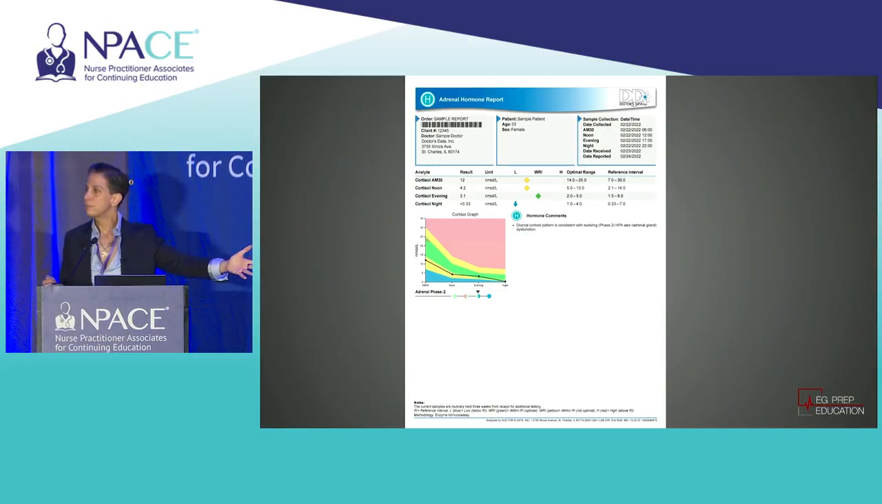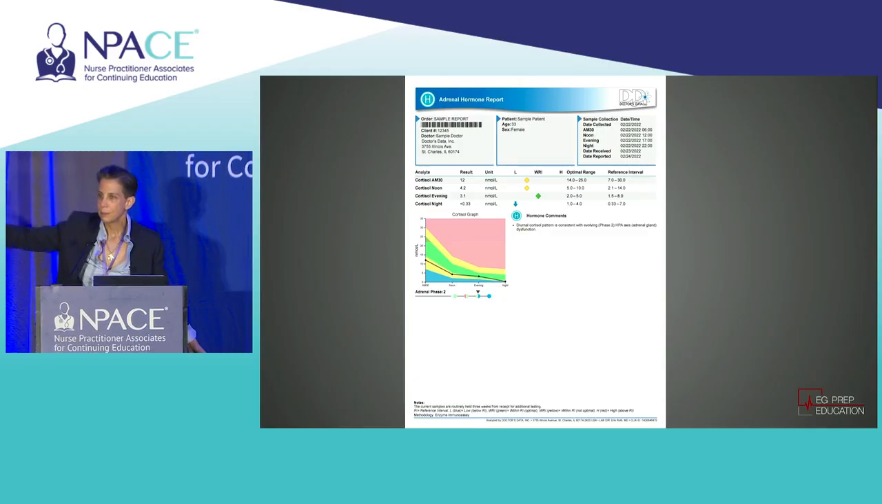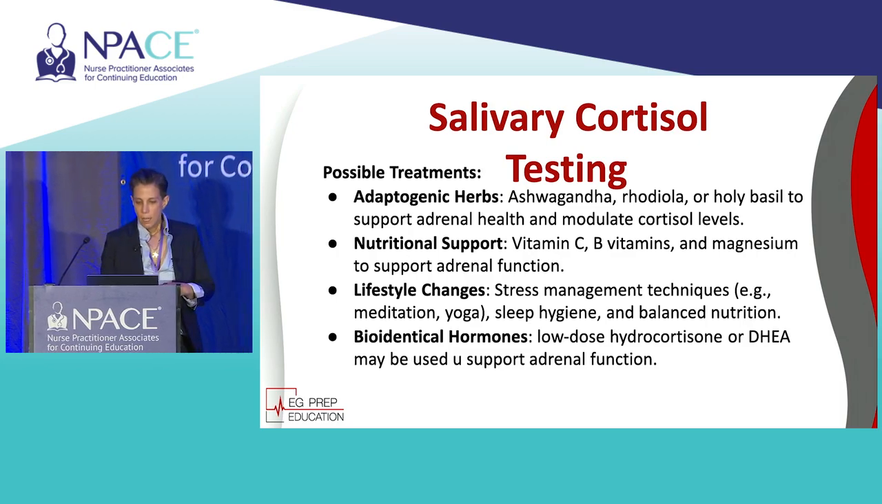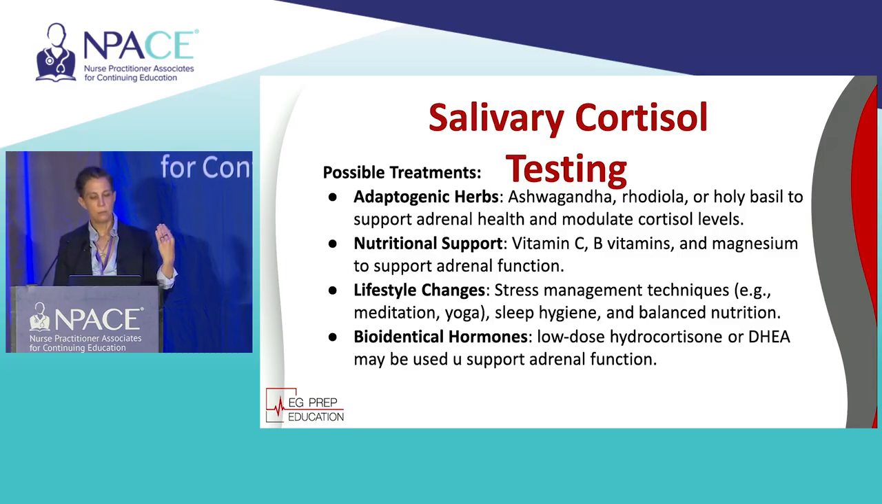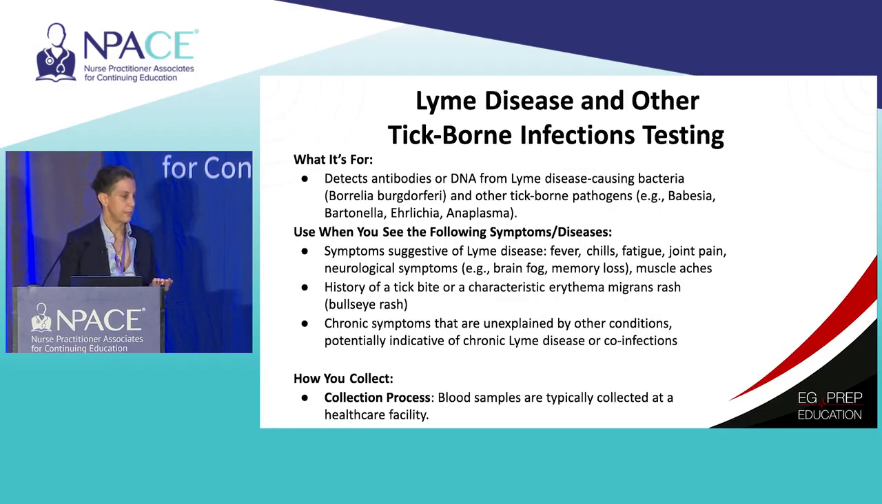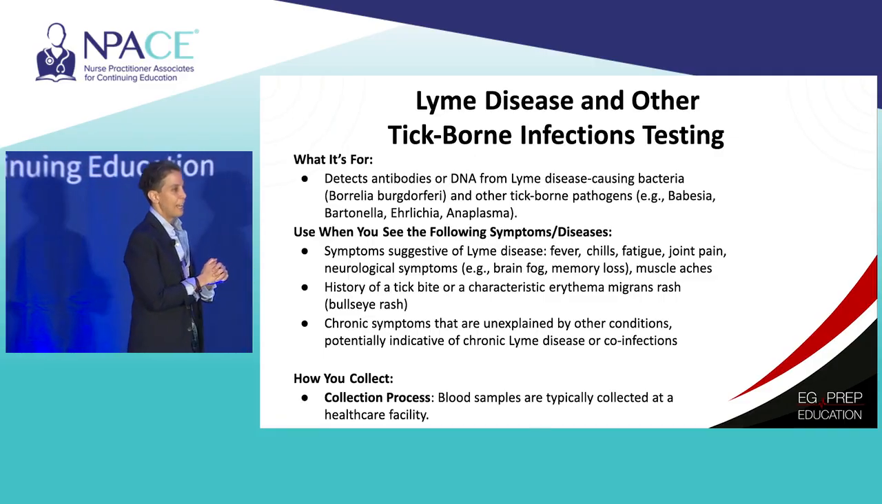So we can actually measure it and then use supplements to help this along. This person needs supplements to give them energy in the morning, and they're fine in the evening. Some people spike at night. We need to give them something to help them calm down, right? They're not crazy. Again, I think I went through this. These are the possible treatments that come up from salivary cortisol testing: certain herbs, nutritional support, lifestyle changes, and hormones if necessary.